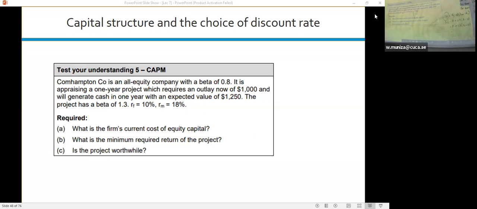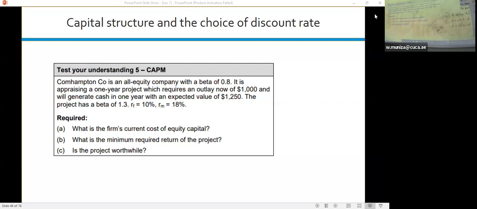What is the NPV of the project? 1250 is the cash flow. The initial outlay is 1000. This is the NPV divided by initial outlay. How much is it? 25%. Is it higher or lower than the required rate of return? Higher, so it is worthwhile. From the market premium which is being given, it's just 18%, and by investing in the project the return will be 25%. So the project is worthwhile.